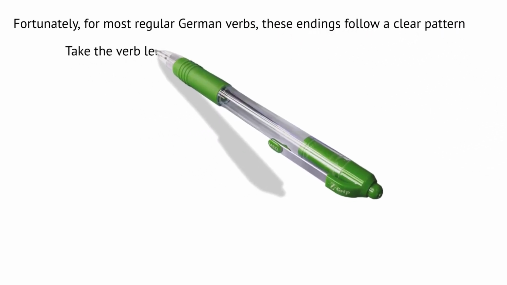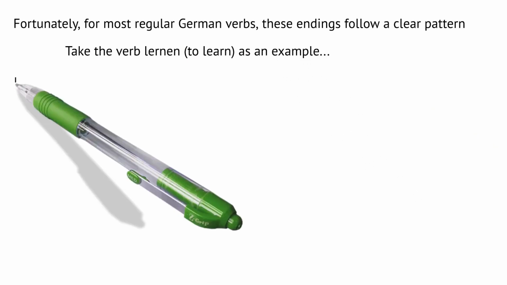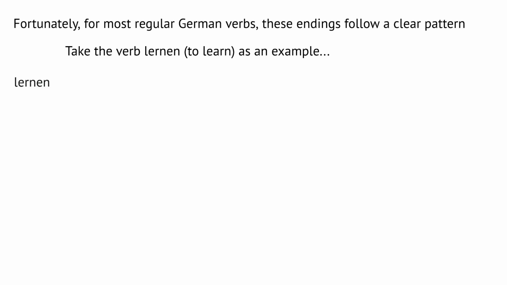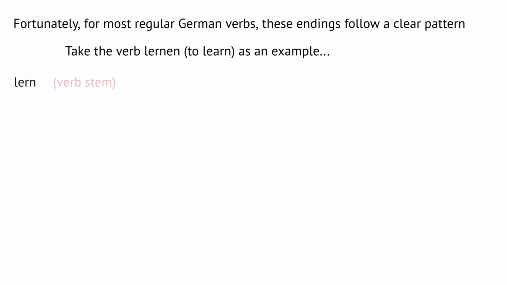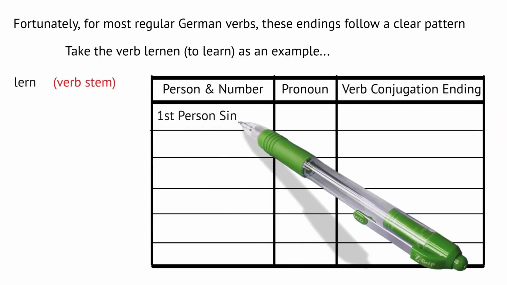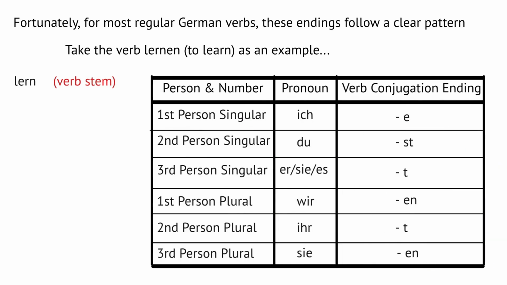Take the verb lernen as an example. You start with the infinitive form of the verb, lernen. The infinitive is the verb form you would find in a dictionary. We can say the normal form of the verb. Remove the en at the end to have the verb stem, lern. Then add the correct ending. For example, for the first person singular, the pronoun is ich and the verb conjugation ending is e. Other endings are shown in the table. Do you see the pattern?